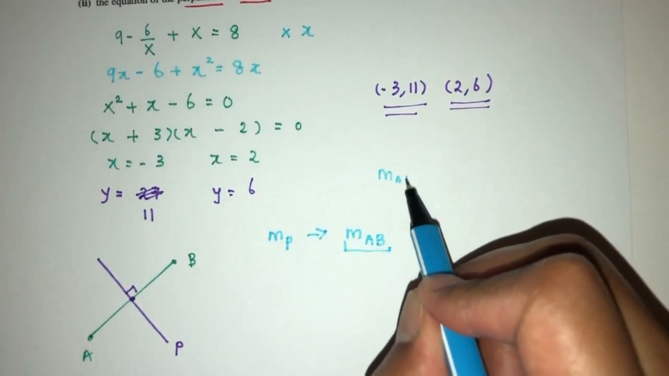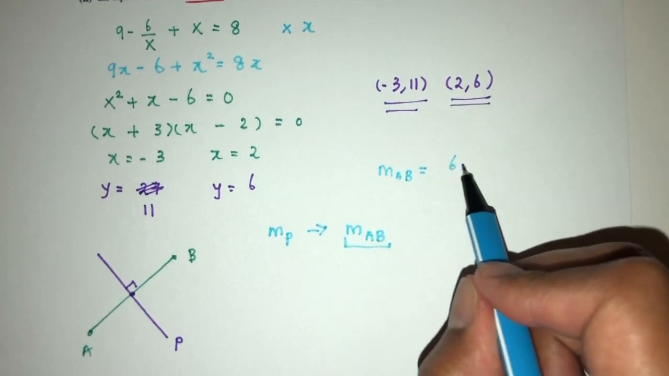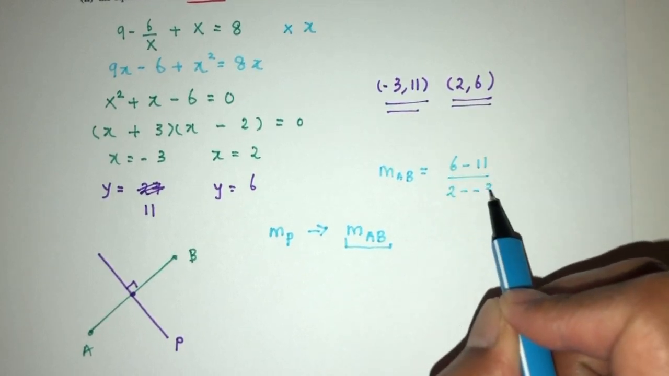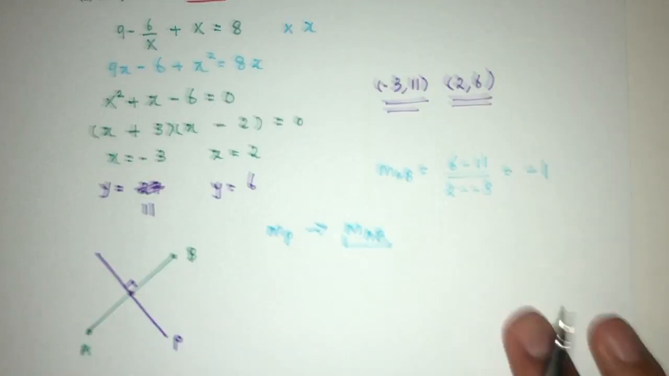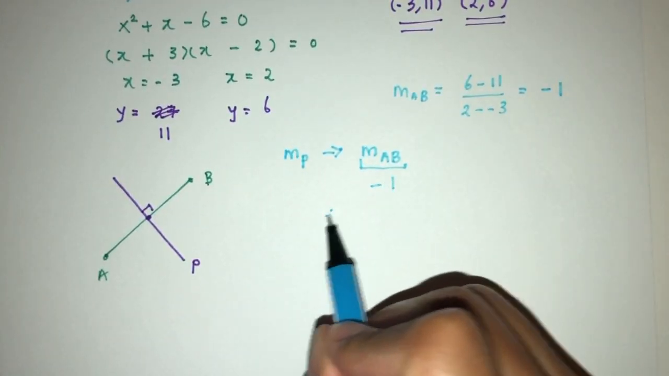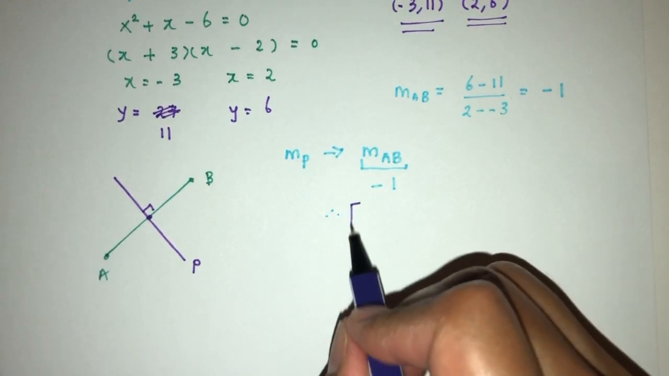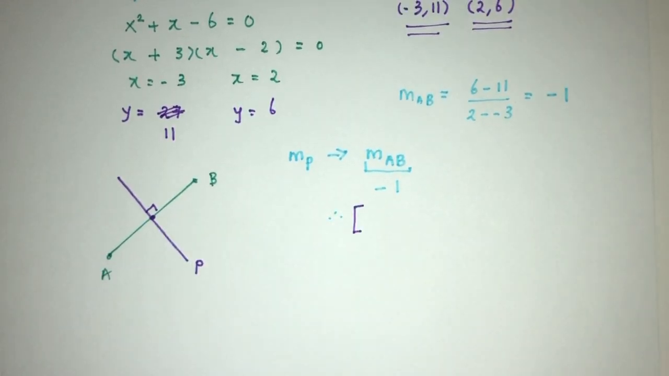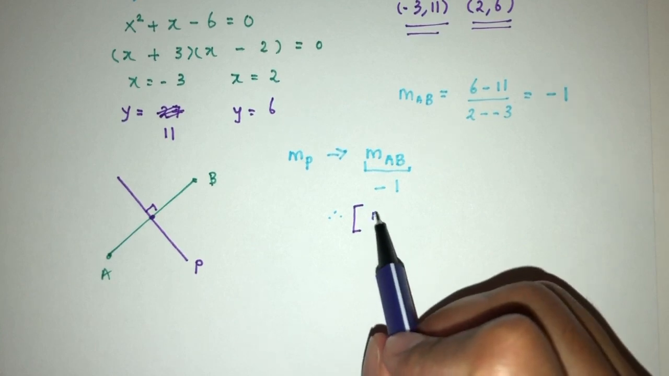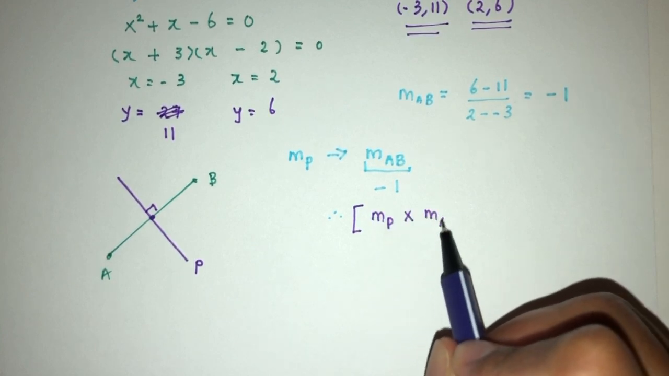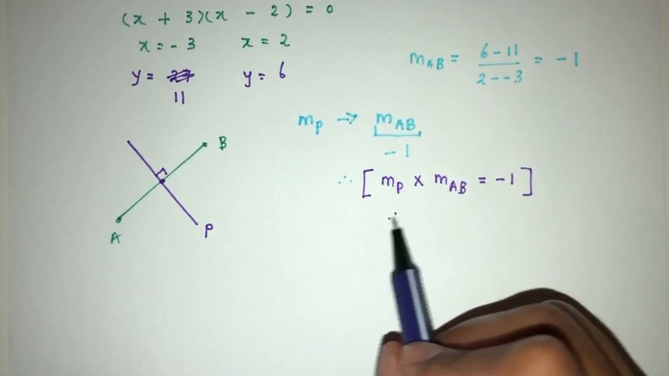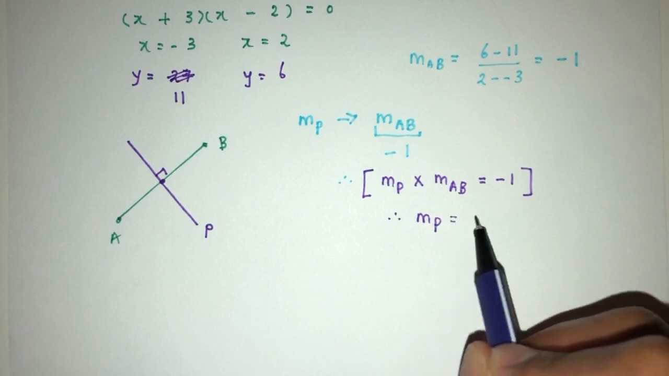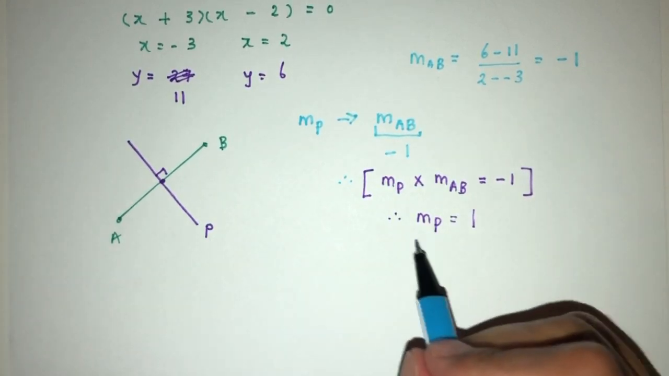The gradient of AB by definition will be (6 - 11) over (2 - -3). That should be -5 divided by 5, that should be -1. So by knowing that whenever we have two lines which are perpendicular to each other, their gradients multiply to -1, we understand that the gradient of the bisector will be 1.